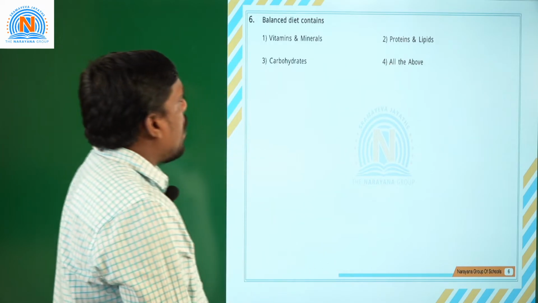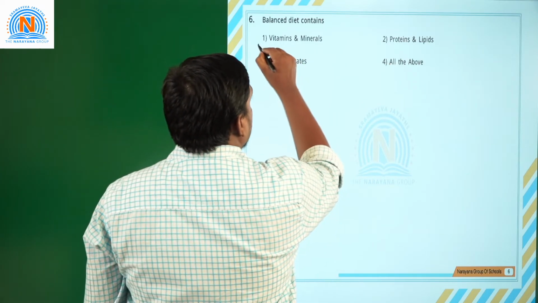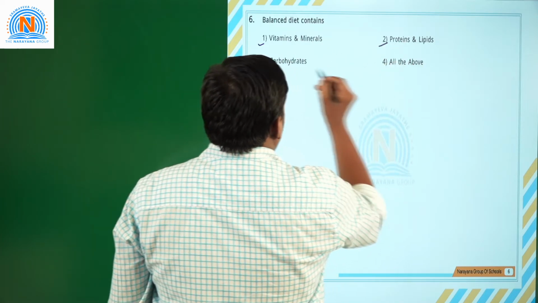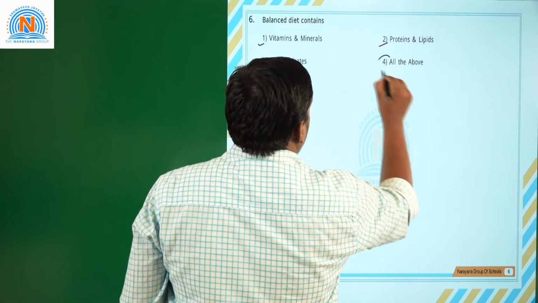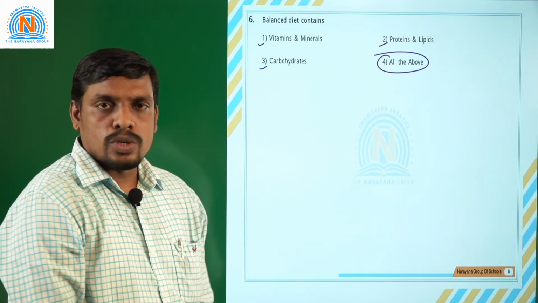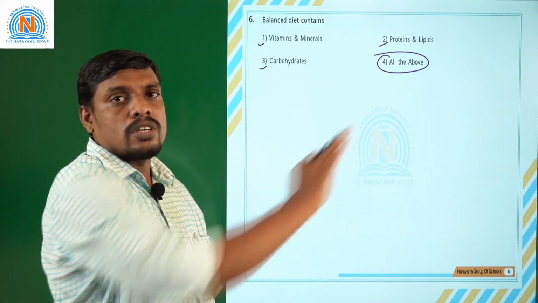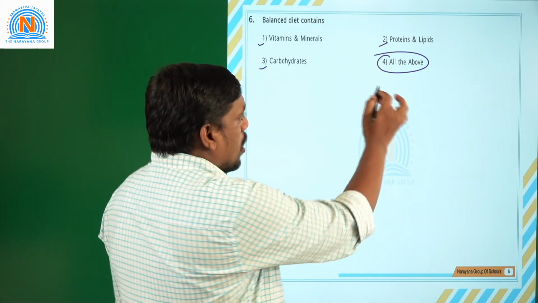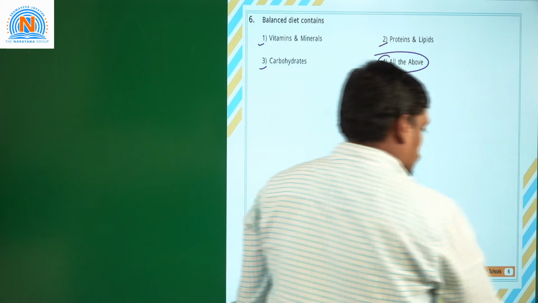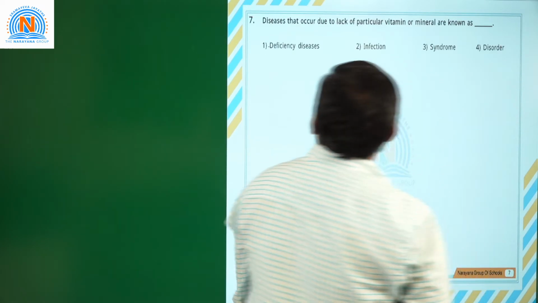Sixth one: a balanced diet contains, as I said previously, vitamins and minerals, proteins and lipids, carbohydrates, and the correct answer is all of the above. Okay, clear, students? So a balanced diet contains all the food components displayed there. Correct option is option 4. Next question.